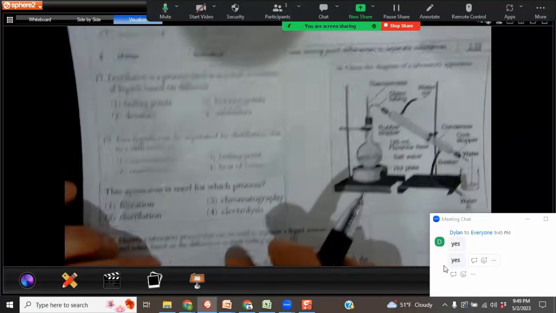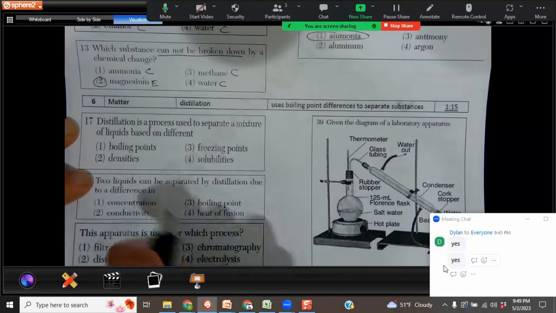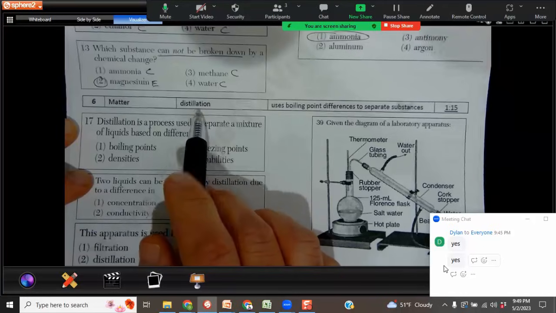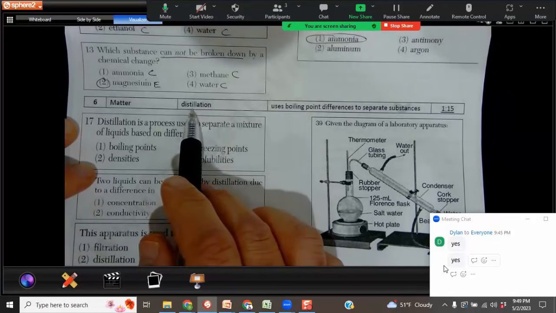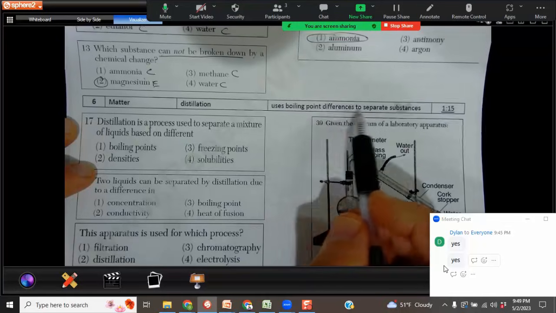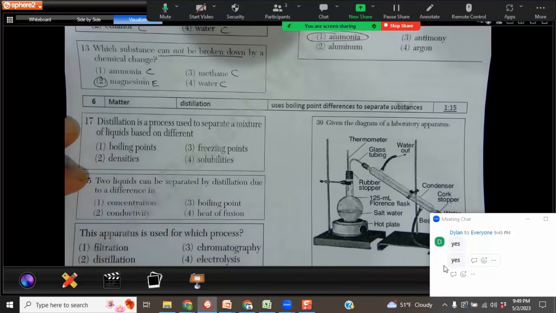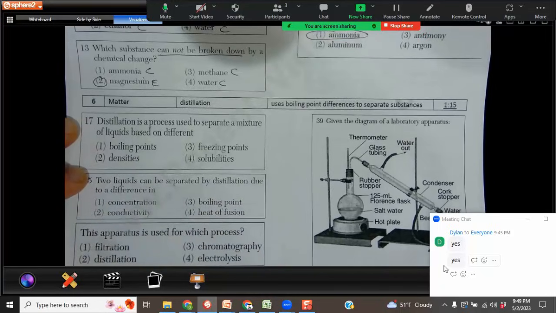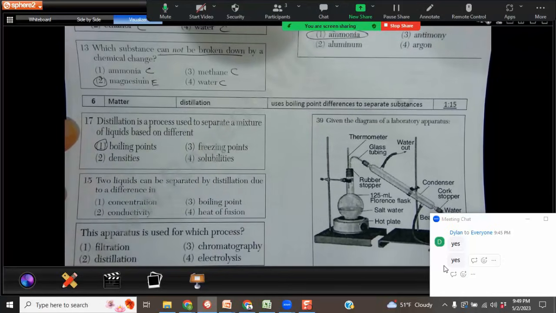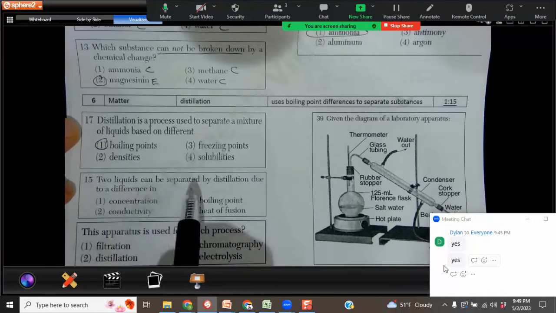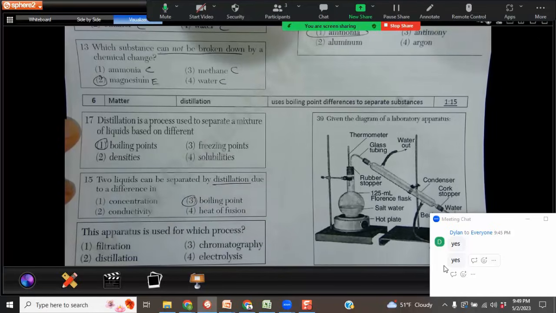And on the same paper, we have way 6, still in matter. This is distillation. Now, the textbook definition of distillation is using boiling point differences to separate substances. So, question 17. Distillation is a process used to separate a mixture of liquids based on different boiling points. It's easy as that. Here's another one. 2 liquids. This time they're using the word again, boiling point. So when you see distillation, boiling point.